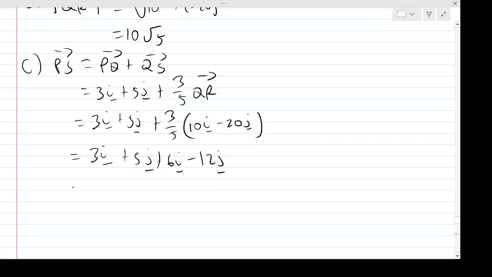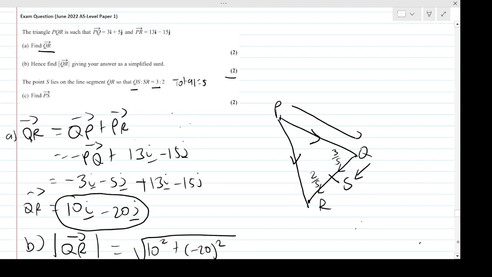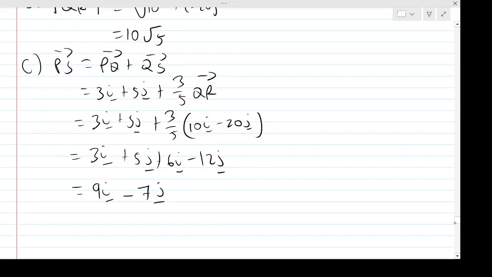Okay, and then I just need to add the i's and j's. So 3i and 6i is 9i. And 5j minus 12j is minus 7j. Okay, and there we are. That's the vector there. So that is magnitude and direction, or in other words, the length and the angle it makes. We will be looking at putting this into more practice later on in the chapter, especially using the magnitude more in the later parts of the chapter. But for now, I will see you next time.